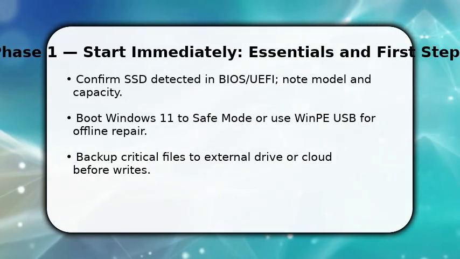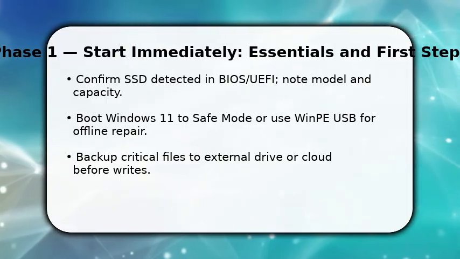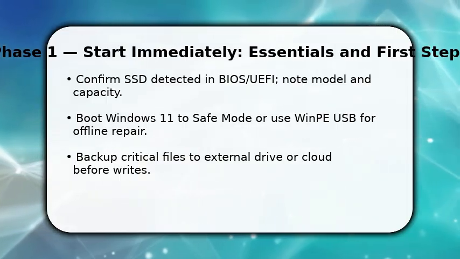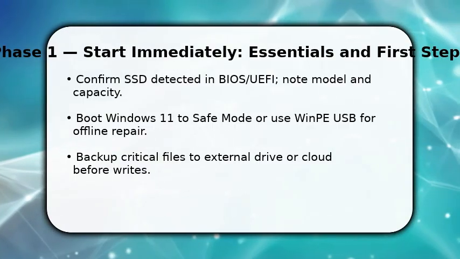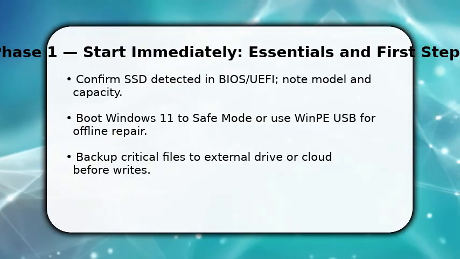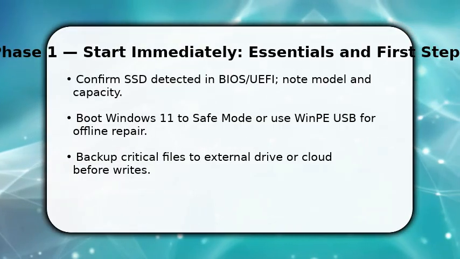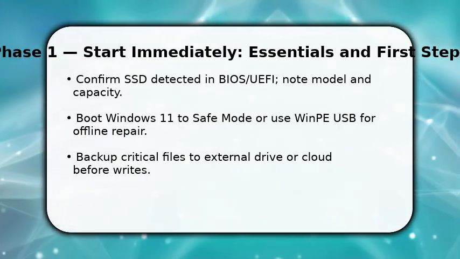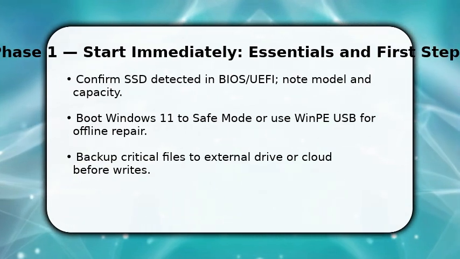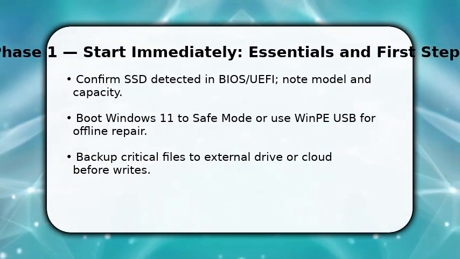Next, boot Windows 11 into safe mode, or better, use a WinPE USB so you can run repairs offline without Windows locking files. Once done, immediately copy critical files to an external drive or cloud to prevent data loss during repair operations. Make sure the backup completed. Without it, you risk permanent loss when we rewrite metadata and partitions.